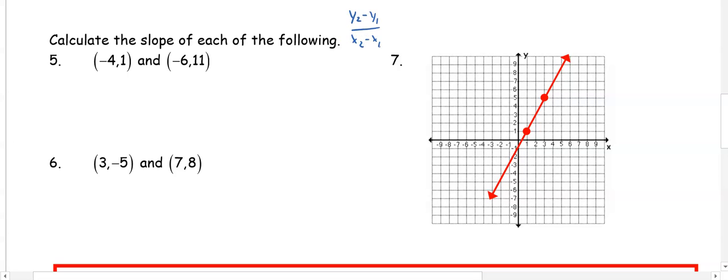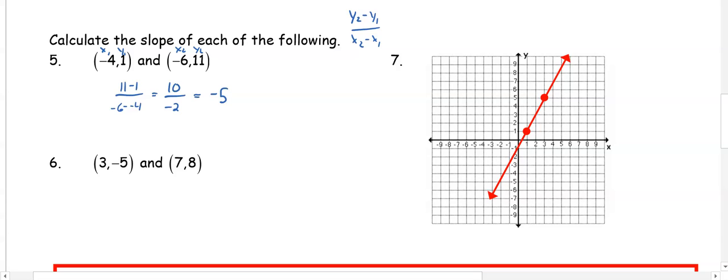So in number 5, if I have my first coordinate, this is x1 and y1, and my second coordinate is x2 and y2, so we have 11 minus 10 over negative 6 minus negative 4. That's going to reduce to 10 over negative 2, which reduces to a slope of 5.